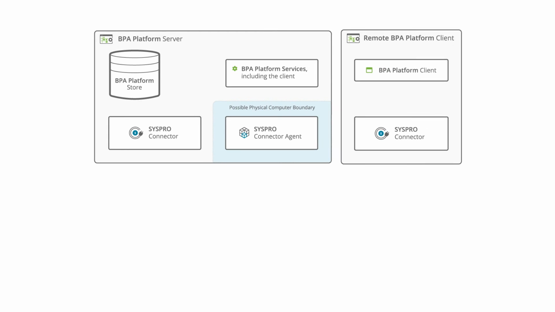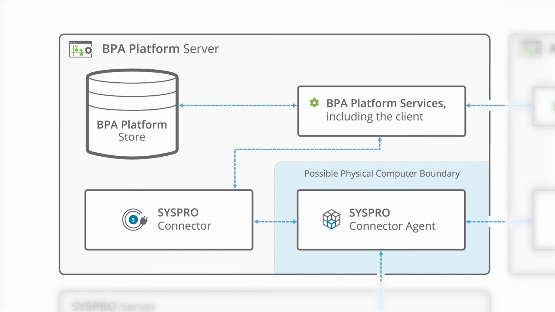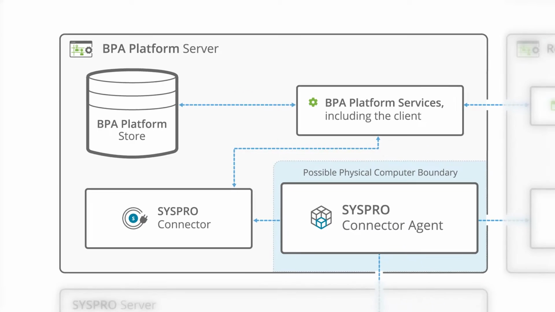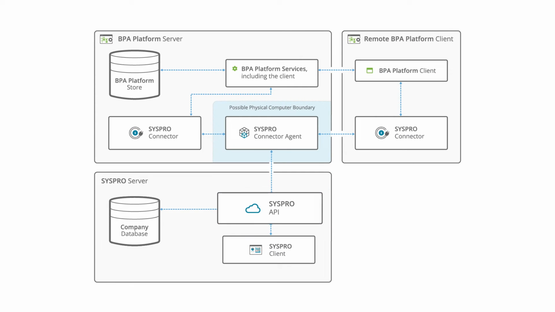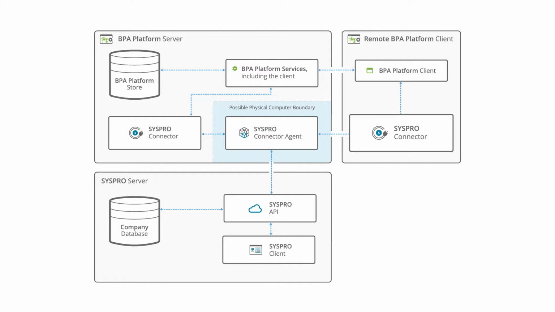The SYSPRO Connector Tool Pack consists of the SYSPRO Connector Agent, which communicates with the SYSPRO API, and the SYSPRO Connector, which communicates with the agent instead of interacting directly with the SYSPRO company database.